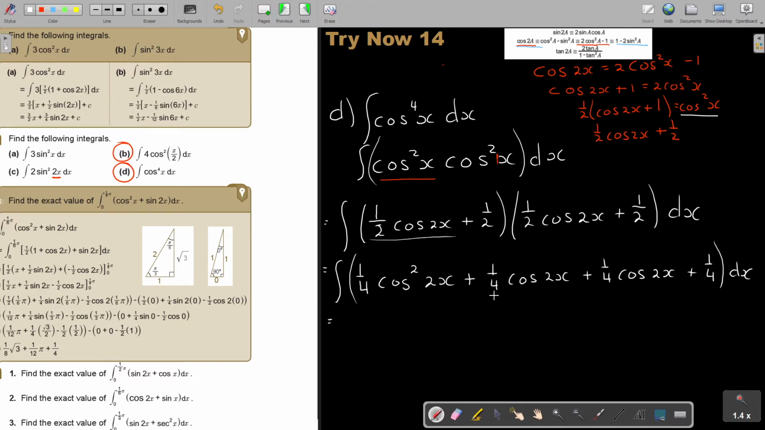Okay, I'm just simplifying now. This is like terms. So it's a quarter cos 2x. Now remember, a quarter plus a quarter is 2/4, but make it a half. Cos 2x plus that quarter.